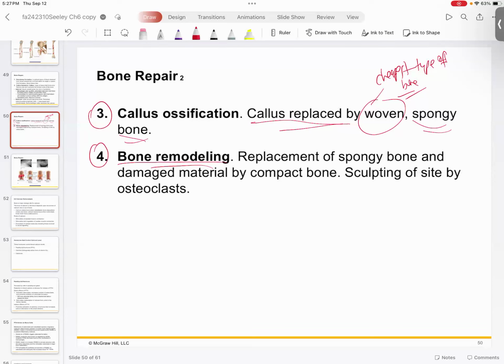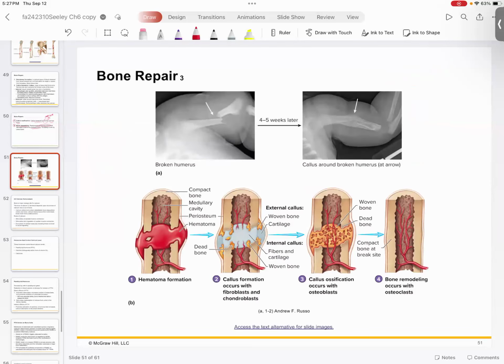This is where you come in and you replace that spongy bone. Your osteoclasts remove the spongy bone, and then your osteoblasts will lay down the compact bone over time. And this is where you sculpt your bone, finalize it, and get it just right, just the way you like it. So that's what it looks like.